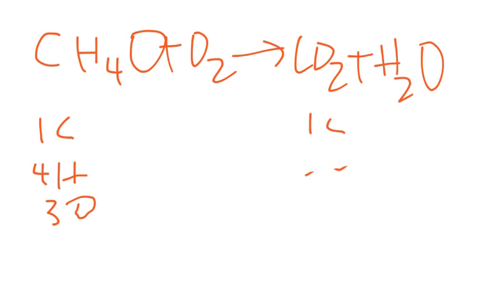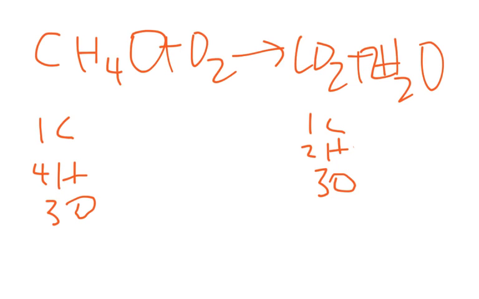Oh, let me not go out of order. Let's count the hydrogens first. 2 hydrogens and 3 oxygens. So our oxygens are balanced, but our hydrogens are unbalanced. So let's balance that out. So let's multiply this by 2, and in order to do that, we just have to put a 2 next to the H2O. So now we have to start modifying the number of atoms on both sides.